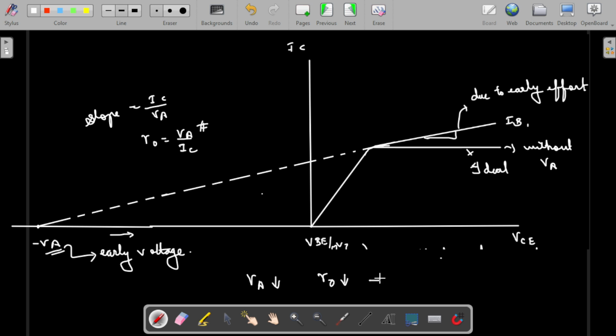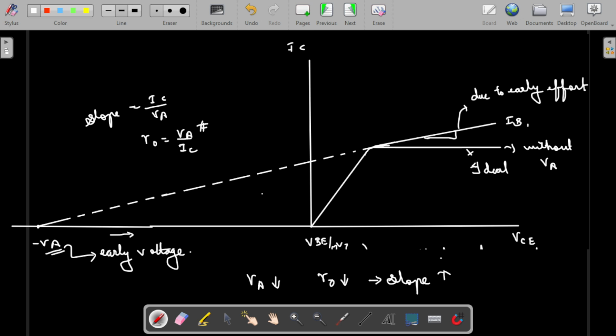If R0 is going, then the slope of the characteristics will keep on increasing. If the slope is, say, 10 degrees, then it will become 45 and then 90, like that. If it is 45, then IC will keep on increasing, the device will go into thermal runaway, and the device will break down. So that is something you have to take into account.